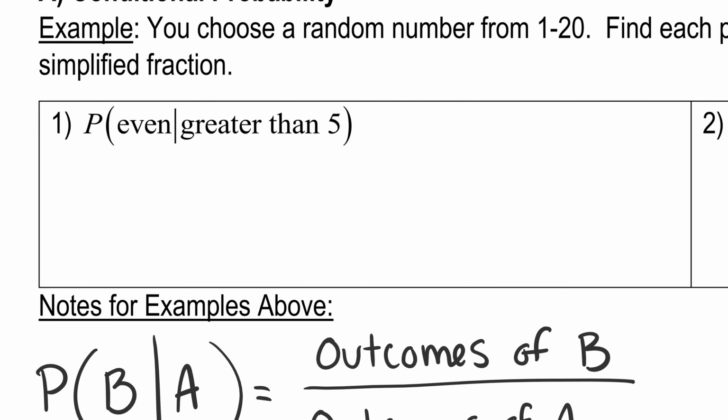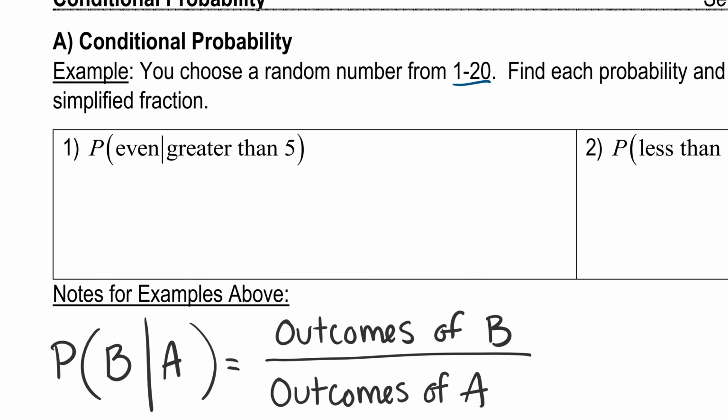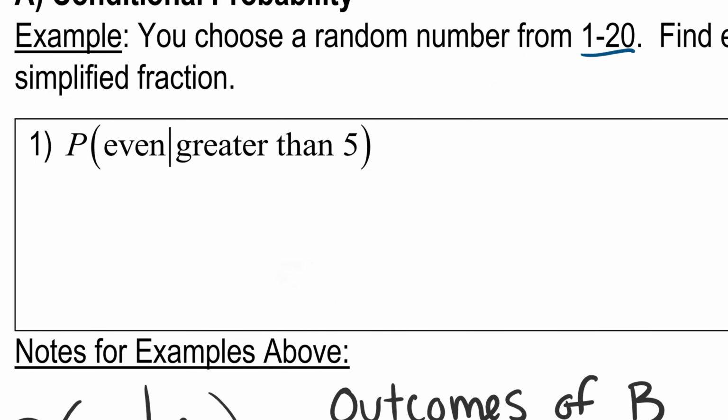Okay, so the first one, we choose a random number between 1 and 20, so kind of like we did before. Find each probability as a simplified fraction. Okay, that didn't change. So number one, I want the probability of an even number given that it's greater than 5. So first we need to find all the numbers greater than 5 between 1 and 20. Well, greater than 5 would be 6 through 20. That's 15. Okay, so we have 15 numbers.